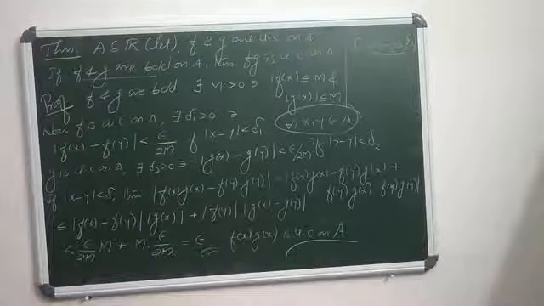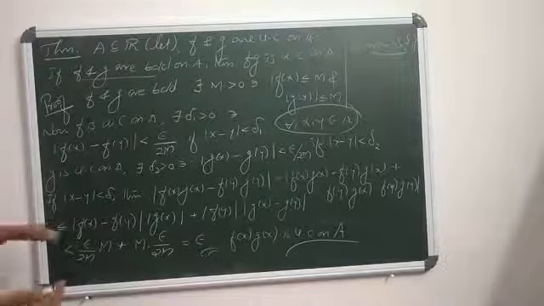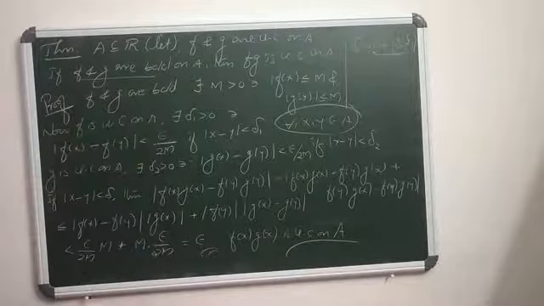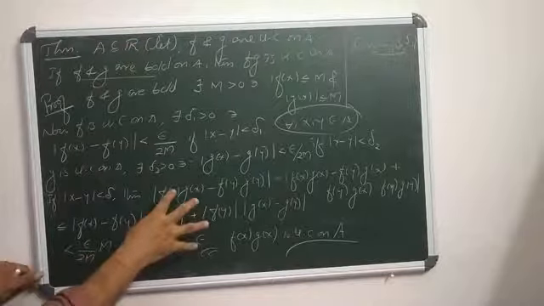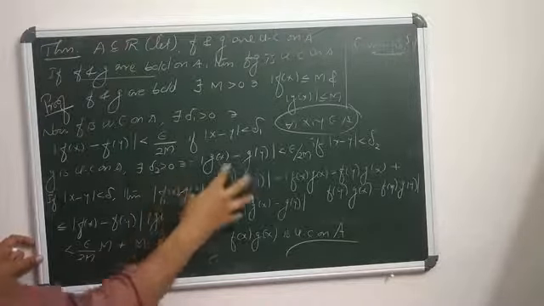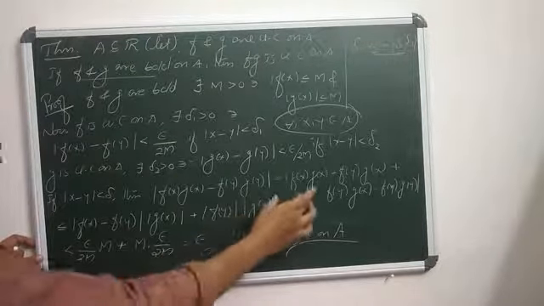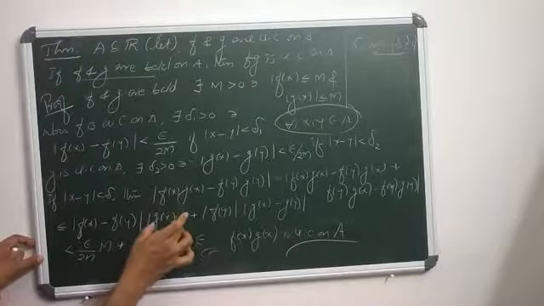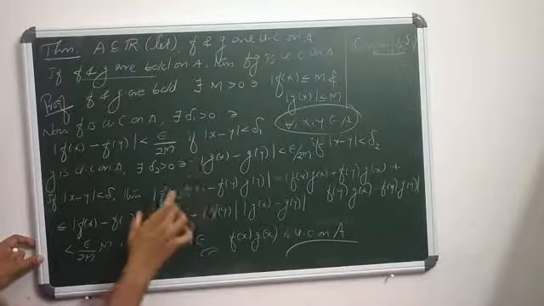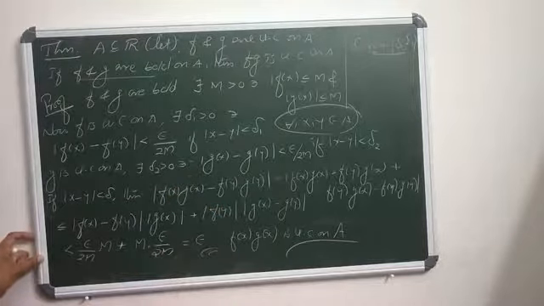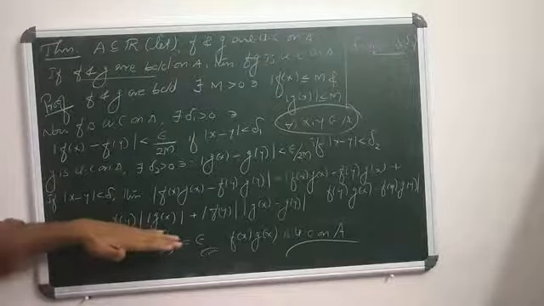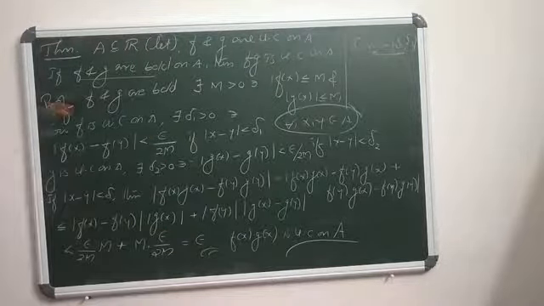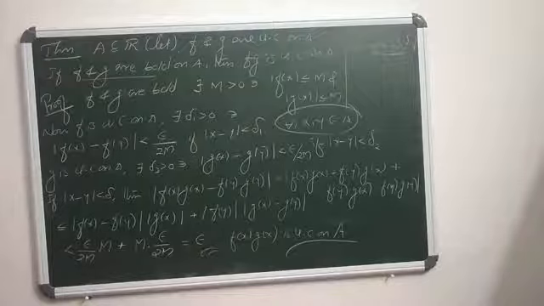So the proof is finished. The proof heavily depends upon the boundedness of these two functions f and g. If f and g are not bounded, then the proof is incomplete. Why? Because there is no observation about the modulus of g of x and modulus of f of y, so you cannot complete this proof. So the proof heavily depends upon the boundedness of these functions f and g. That is the crucial point.